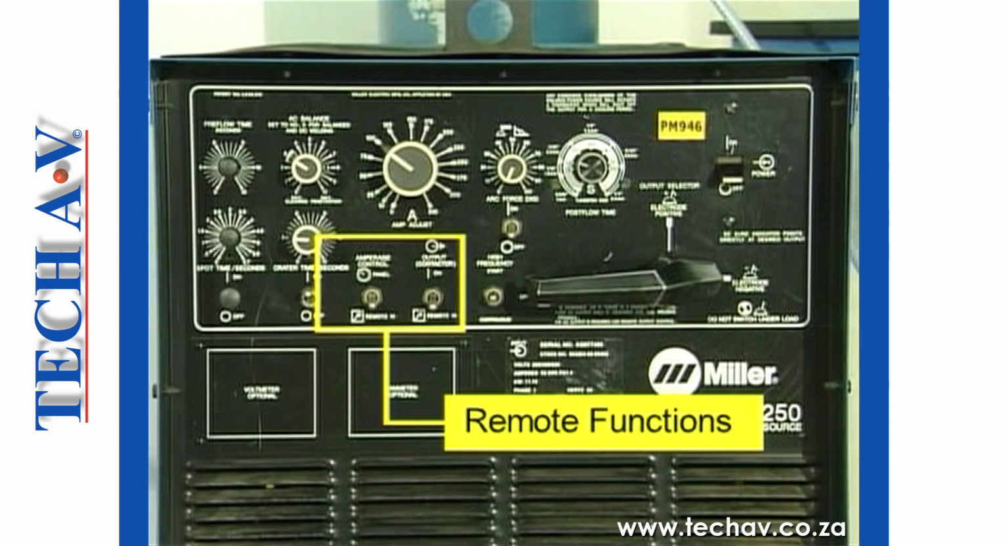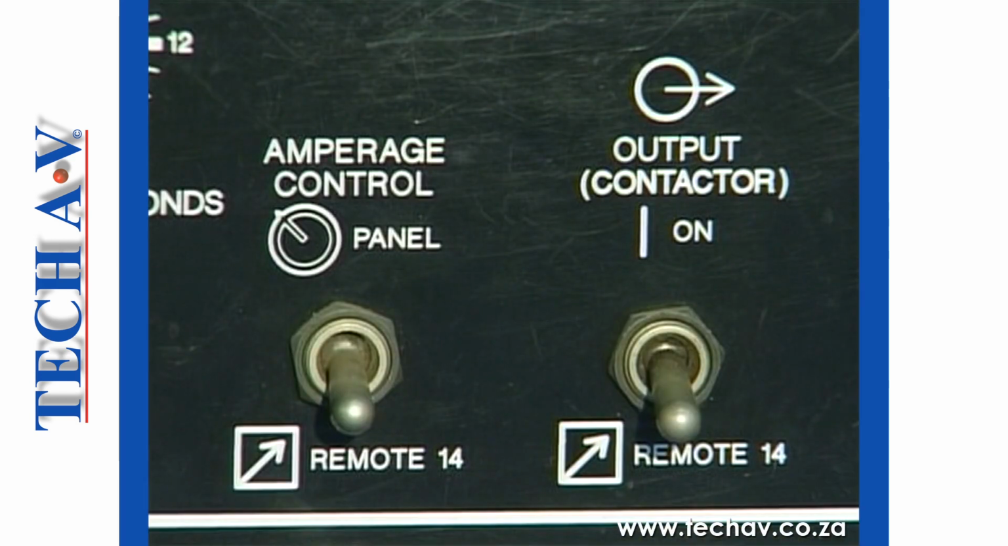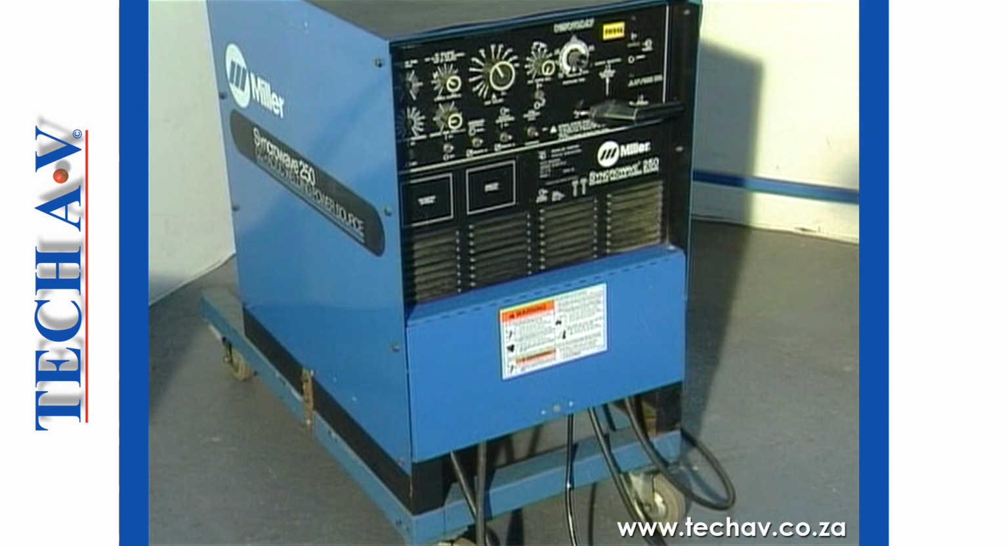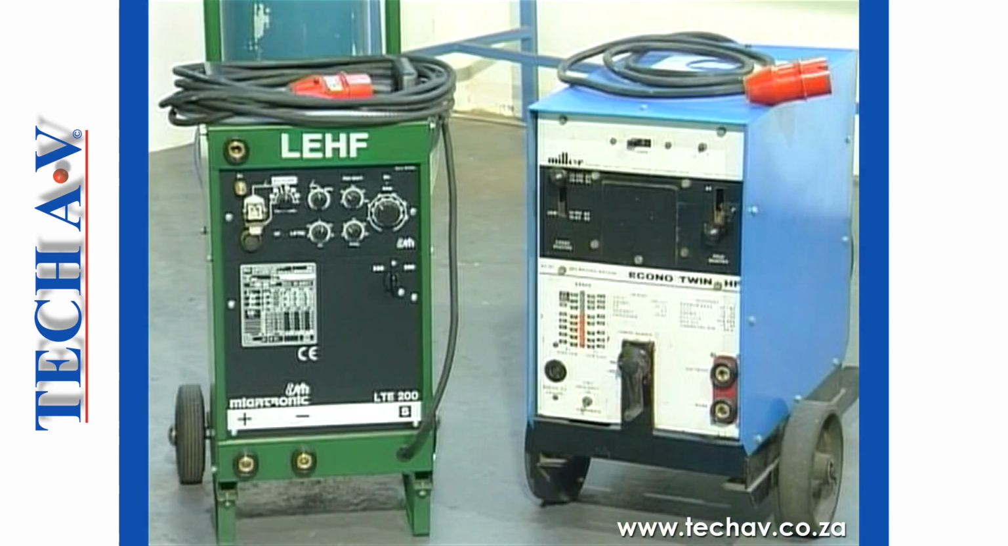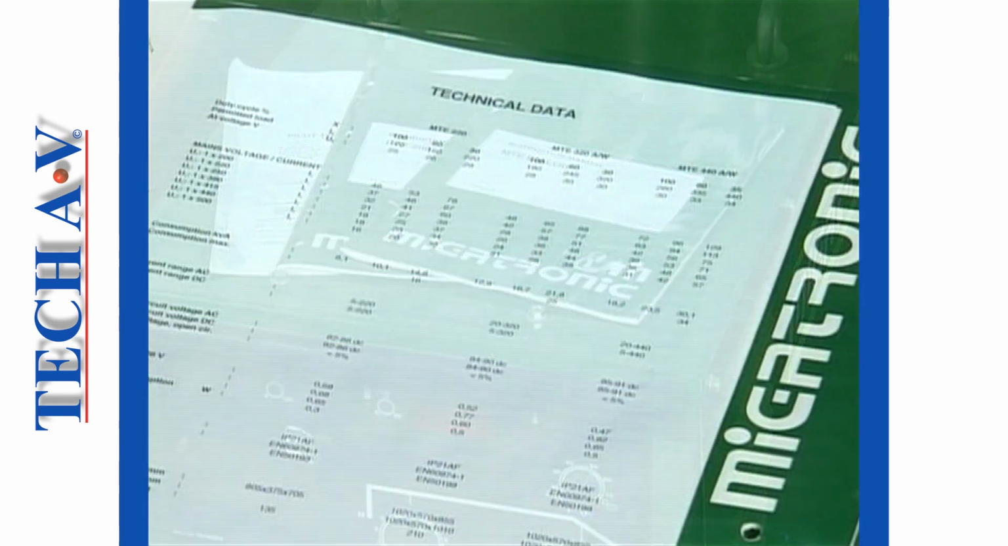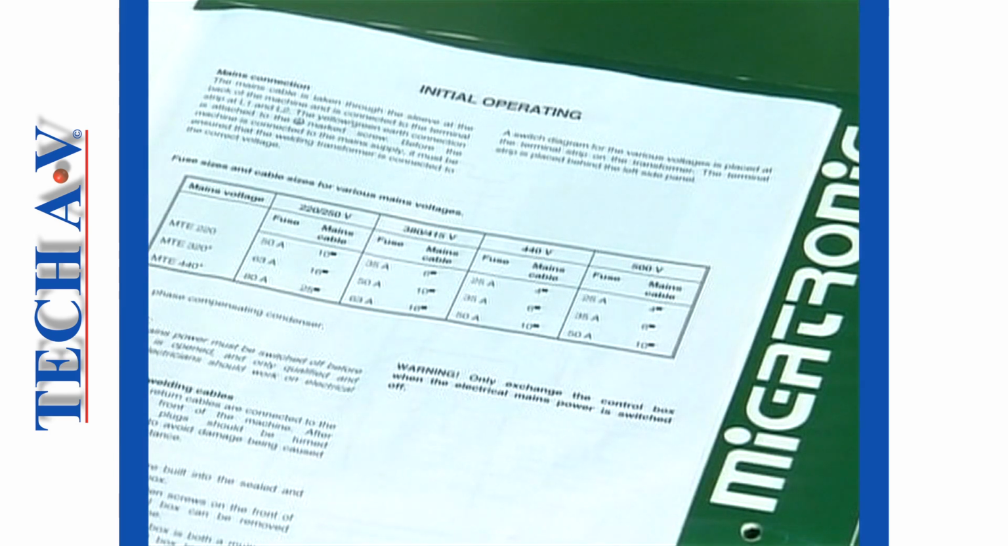There are some controls that have to be used in conjunction with a remote control unit. We will look at remote controls later. The controls and features we have looked at are usually available on most makes of TIG machines. In order to locate these controls and understand their function, you should read the operator's manual for that unit.